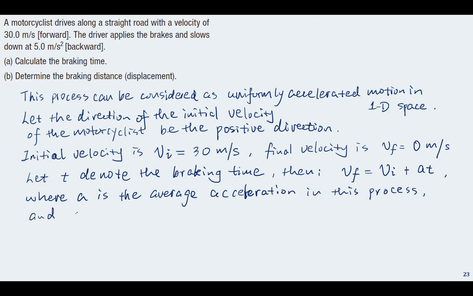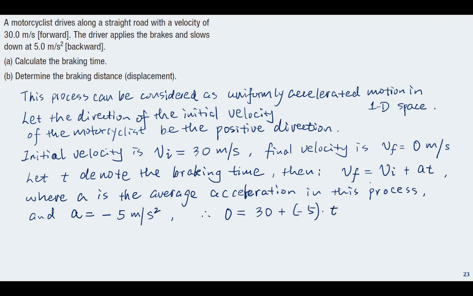And we all know that if the positive direction is the same as the initial velocity, the acceleration is backward. That means A equals -5 meters per square second, right? So we have VF is 0 equals VI, initial velocity is 30, plus -5 times t.